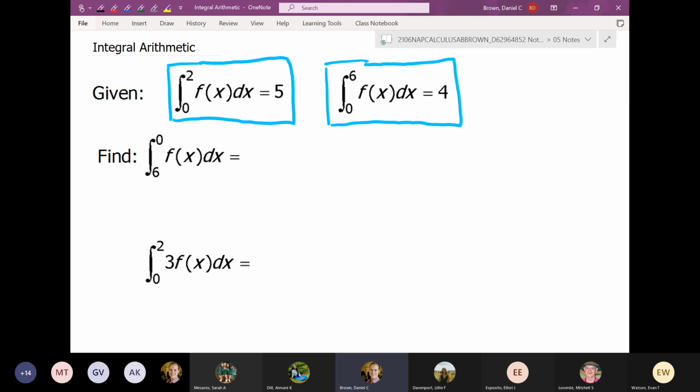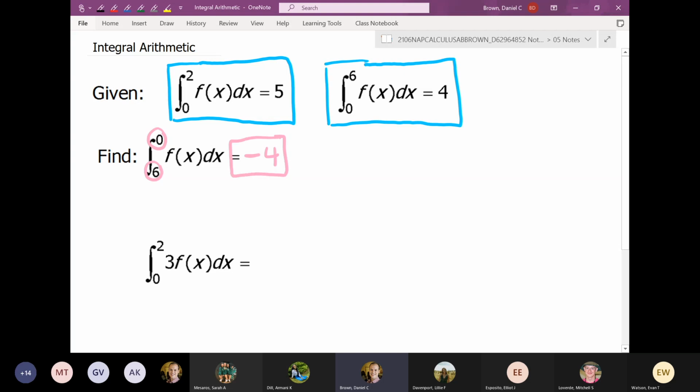For example, I think this first one's pretty easy. If I know the integral from 0 to 6 is 4, if I have flipped those around and said the integral from 6 to 0, what is that integral going to be equal to? -4. Moving backwards, just change the sign, easy enough.